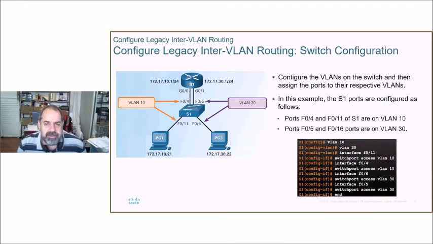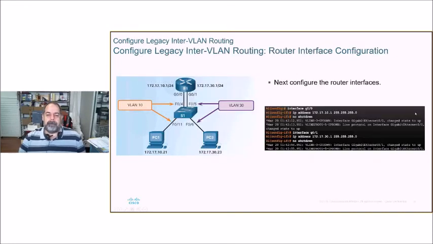Configure legacy inter-VLAN routing. Basically on the switch you create the VLANs, and then you assign different ports to different VLANs as we're seeing there. So port 4 is a member of VLAN 10, port 5 is a member of VLAN 30. That's how the router gets the traffic from each of those VLANs. And on the router itself, you configure an IP address on each interface and turn it on, and away you roll. That's done.